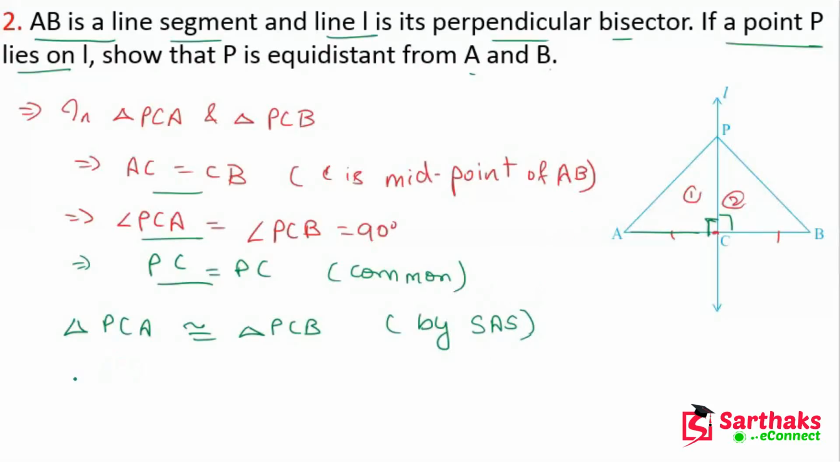So we can say that PA is equal to PB by CPCT, corresponding parts of congruent triangles. Got it, my dear friends? I hope you understand these things. And we can say that this angle is equal to this angle and this angle is equal to this angle. Got it? So now let's move on.